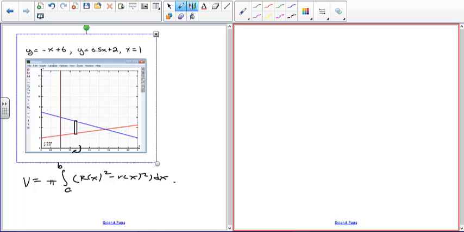So to find this limit, we'll need to take the first two linear equations and solve for the value of x. So do that as well. So we know that the lower limit is going to be x equals 1. That's pretty obvious since the line x equals 1 defines that barrier.